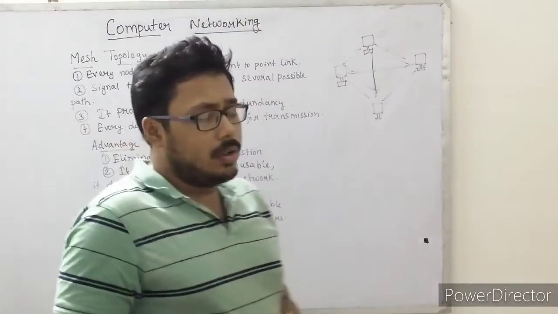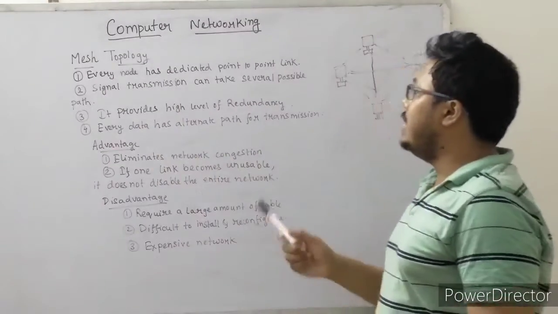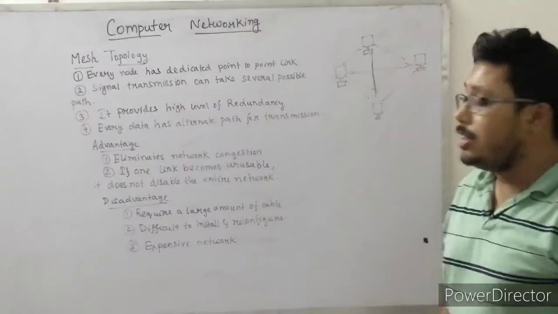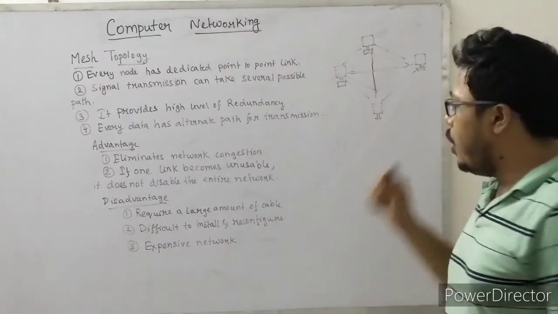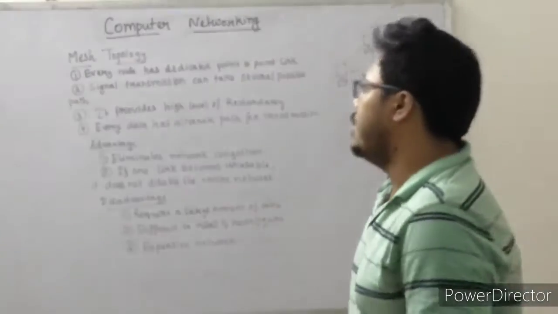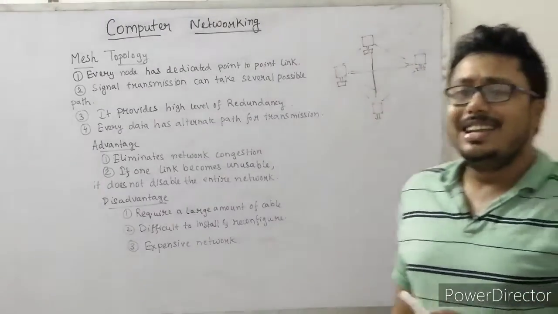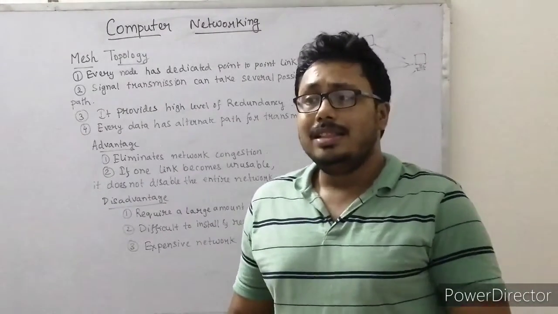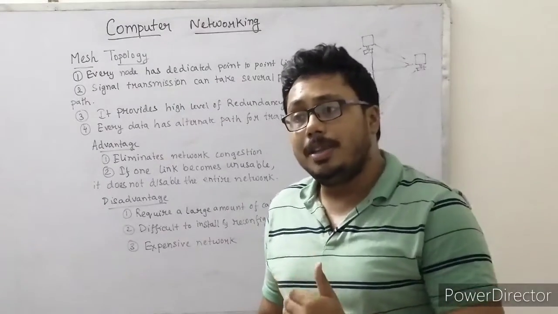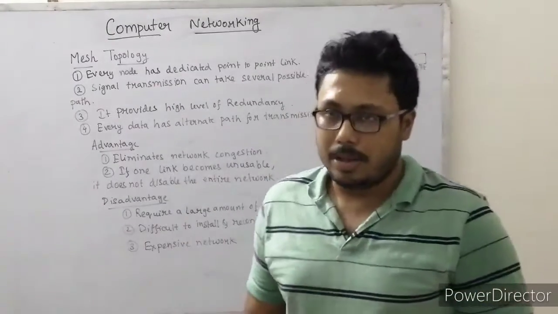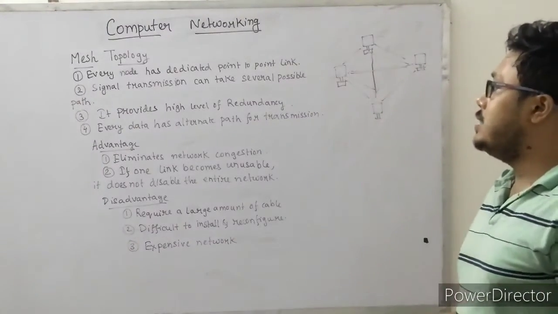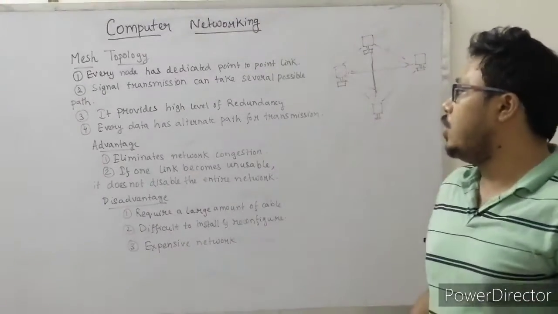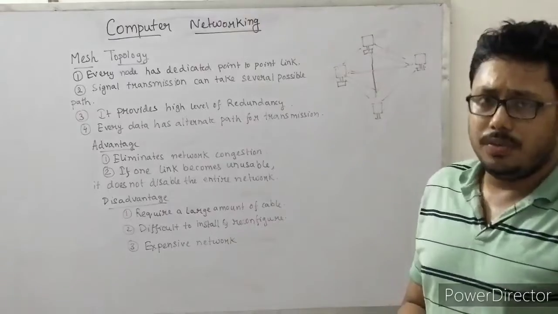So let us come to the first point. Every node has a dedicated point-to-point link. Yes. Signal transmission can take several possible paths because there are a lot of paths for the signals to go. It provides a high level of redundancy. Redundancy means duplication. That means if one path gets blocked, the signals can go from another path. Now every data has an alternate path for transmission. Yes, there are several routes for the transmission, so there is an alternate path for every transmission of the data.